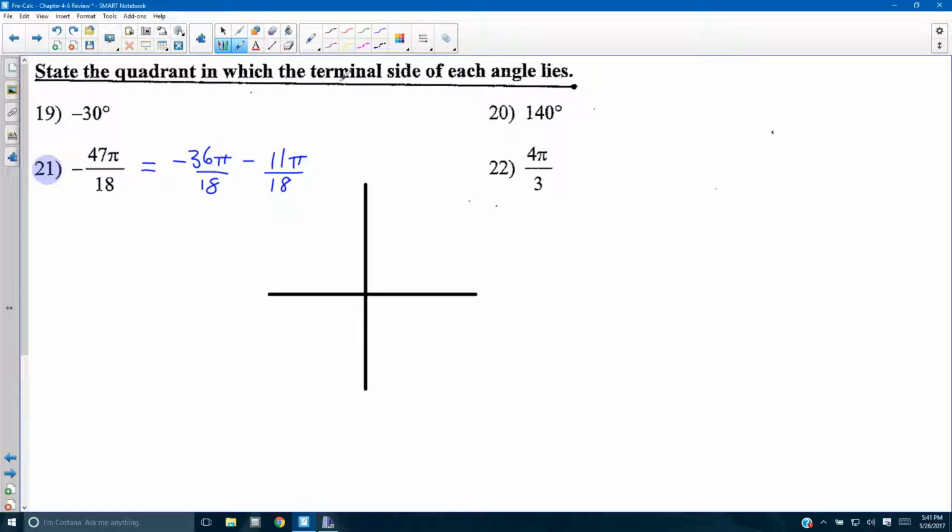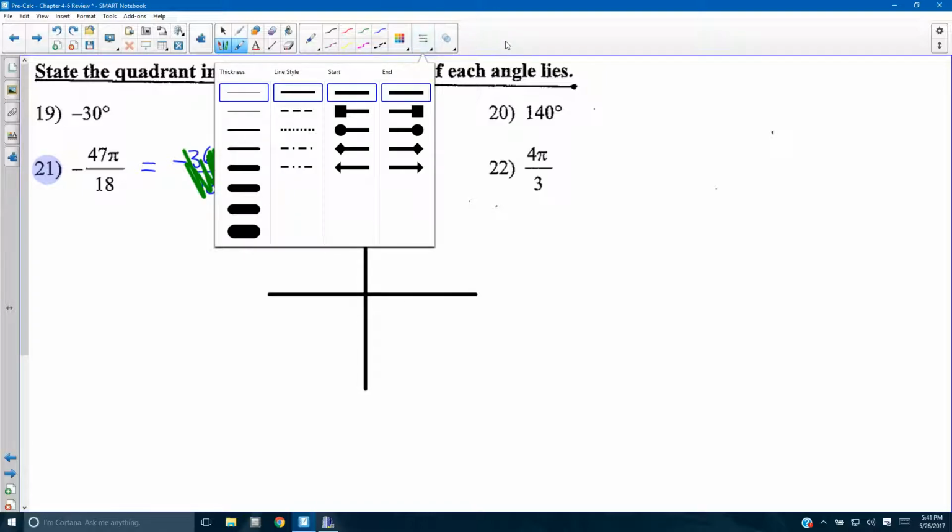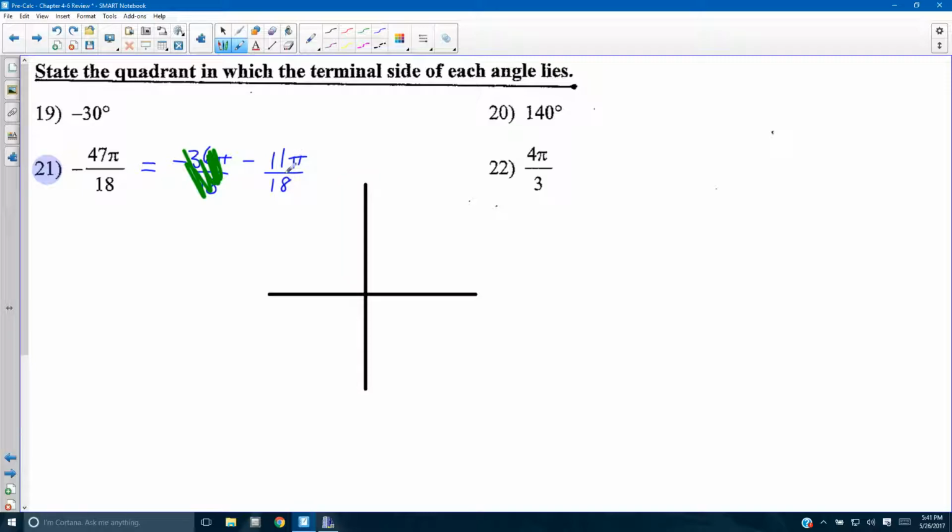So this is a full revolution. I'm just going to ignore that right now. We did a full 360. We're back to where we were. Negative 11 pi over 18. You know, some people might look to convert that to degrees. If you must know, pi is 180, divided by 18 is 10, times 11 is 110.